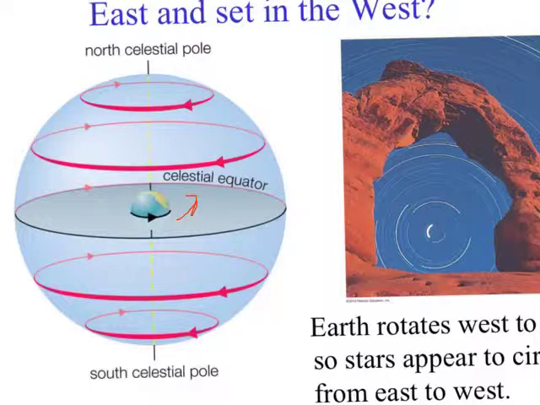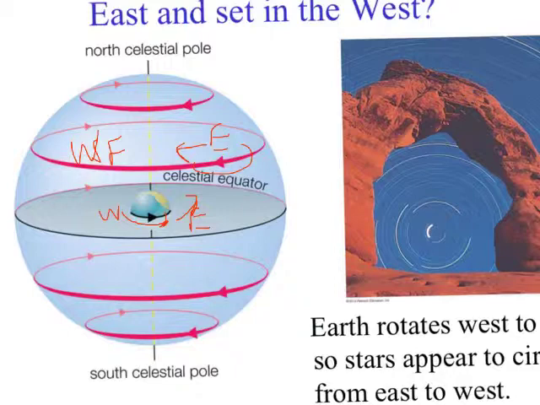So actually, as we rotate, we are going from west to east. That makes the stars, and frankly the sun, appear to go from east to west. And that's kind of shown here. You might need to convince yourself of that, but that is the way it works.